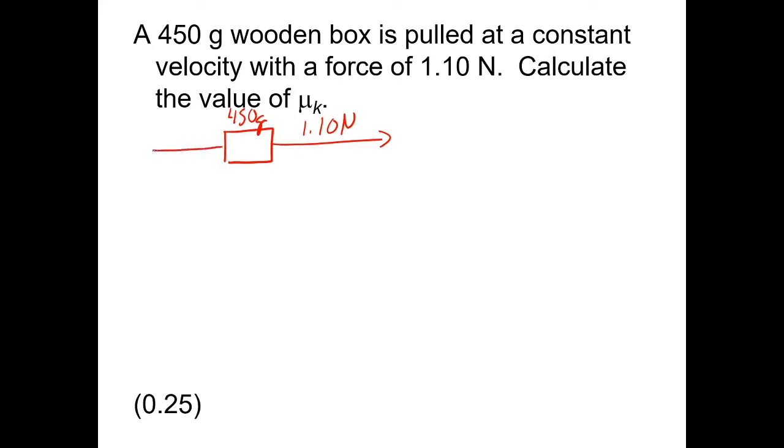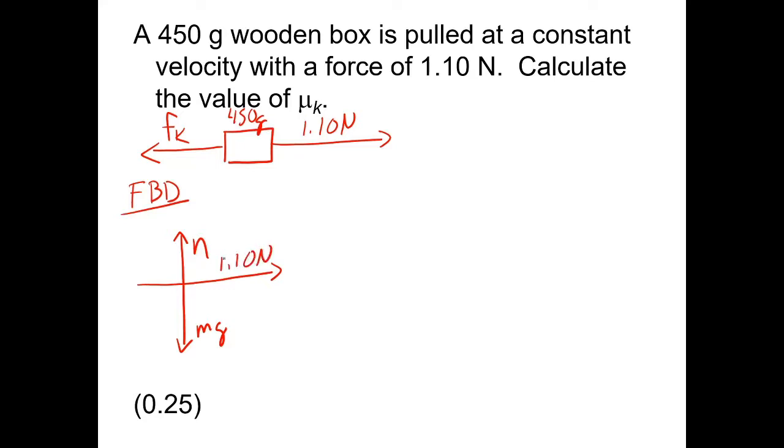And it says there's friction. Since we're moving the box, this will be kinetic friction. Let's draw our free body diagram. We always have to draw a free body diagram here. mg goes down, normal goes up. We're pulling at 1.0 newtons, and friction resists.